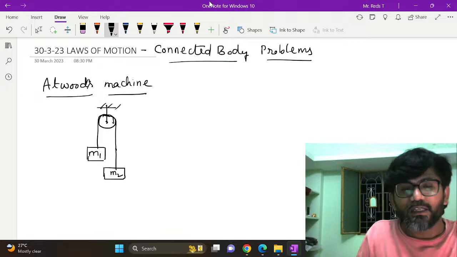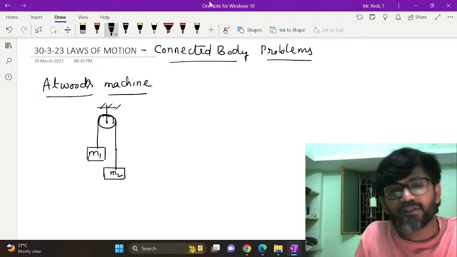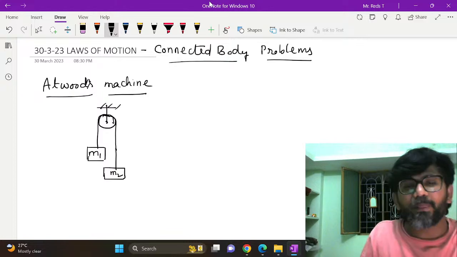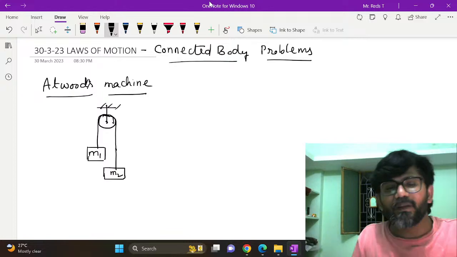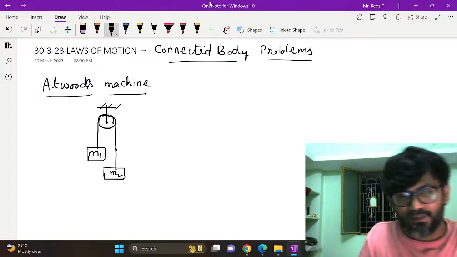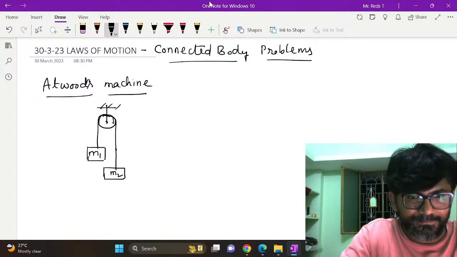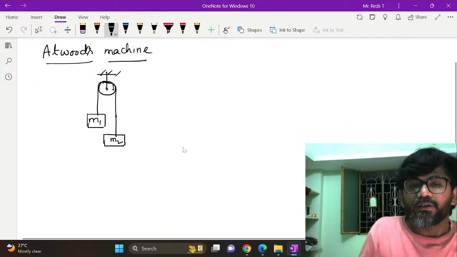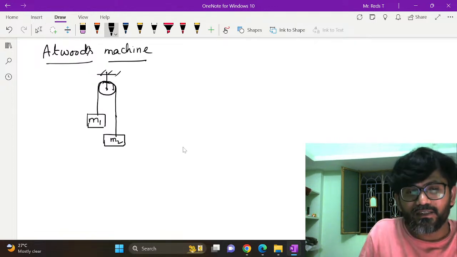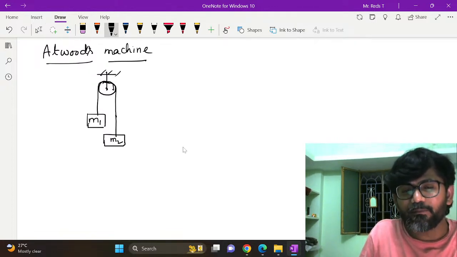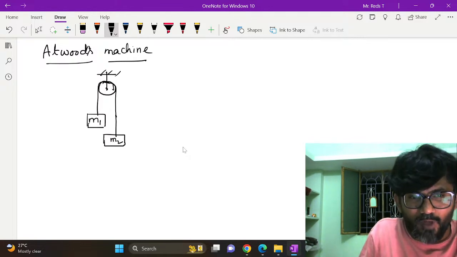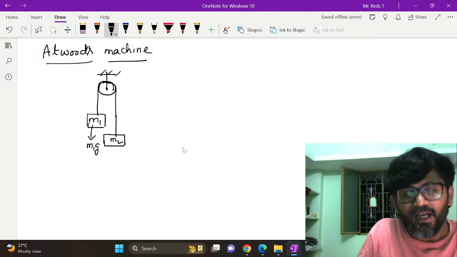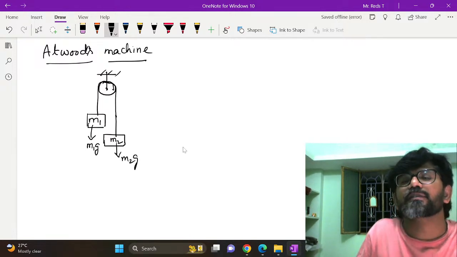Now what kinds of questions will be asked based on this system? This is a simple system, guys. If you understand this, then we can apply the same phenomena to extended systems. First you have to mark the forces acting on every part of the system. On the M1 block, the force M1g acts downwards, and on the M2 block, M2g acts downwards.